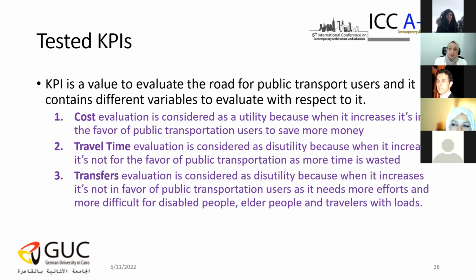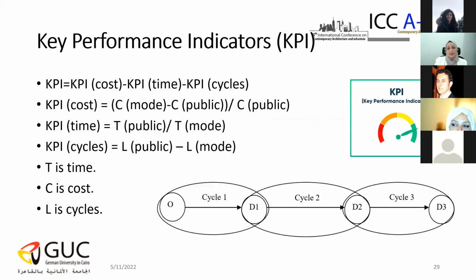As a preliminary test, we selected 3 main parameters, which are the cost, travel time, and transfer. We started to take the trip that a user will take if he uses public transportation, so we will need to transfer from one mode to the other. Each one of these is a cycle for an OD pair. If he's going to use his private car, then he will go door to door and will not have any problems.